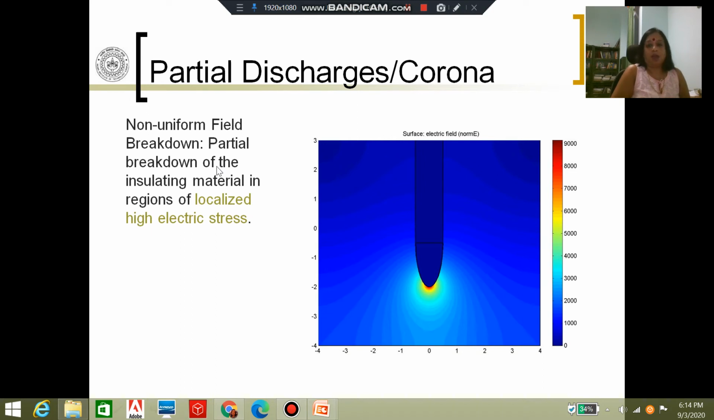Right now, the only point that I want to make is that PD is important to us because when PD occurs, you do not have a channel bridging the two electrodes. So even when you have PD, the dielectric material will continue to behave as a dielectric and will provide insulation. The problem is that there will be some losses, but it will continue to provide insulation and you don't have failure.